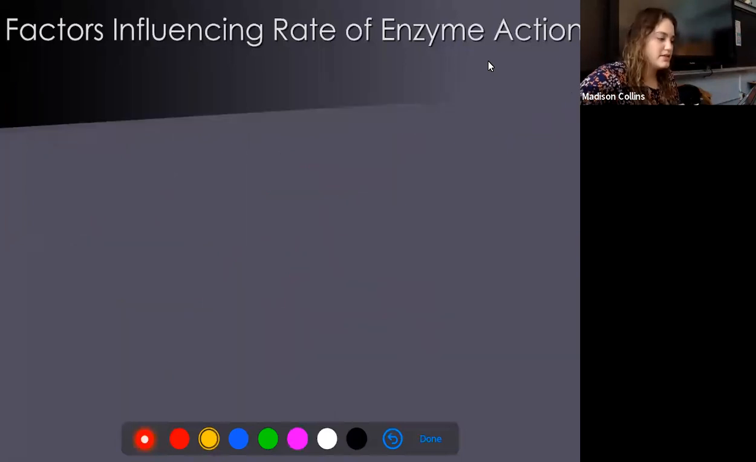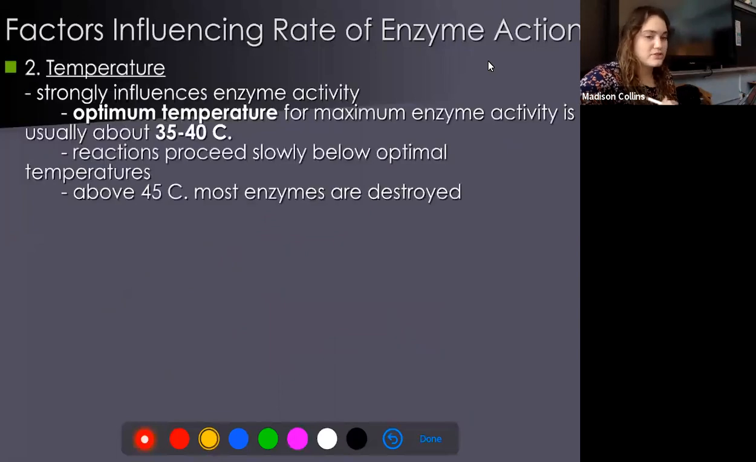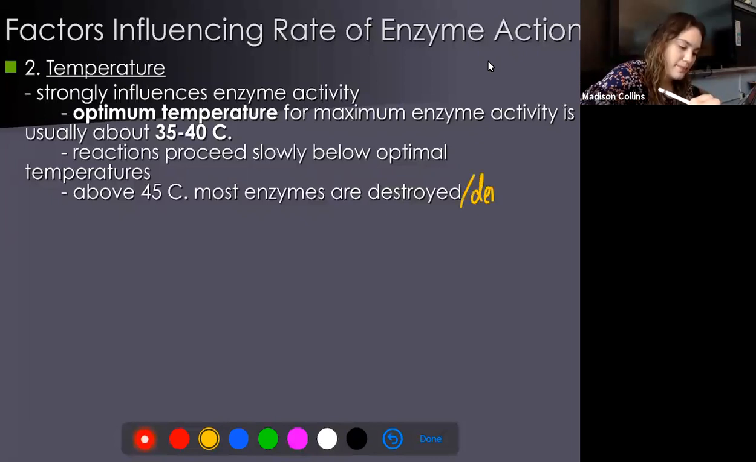All right, the next factor that influences the rate of enzyme activity is temperature. So temperature strongly influences enzyme activity. The best temperature for enzyme activity is around 35 to 40 degrees Celsius. And it's similar to pH in that it's going to proceed slowly below optimal temperatures. And actually above 45 degrees Celsius, that enzyme is actually going to get destroyed. We can also call that denatured. So the enzyme essentially falls apart.